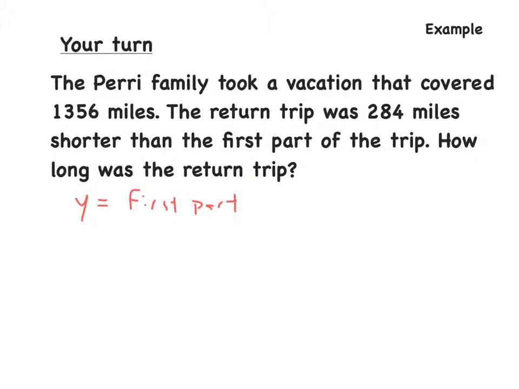We're trying to figure out that the return trip was 284 miles shorter than the first part of the trip. This shorter than means we're going to be doing some subtraction. So the return trip is going to be y minus 284.